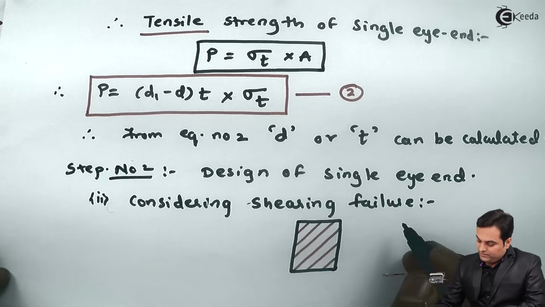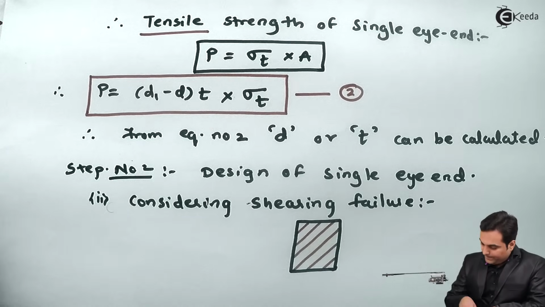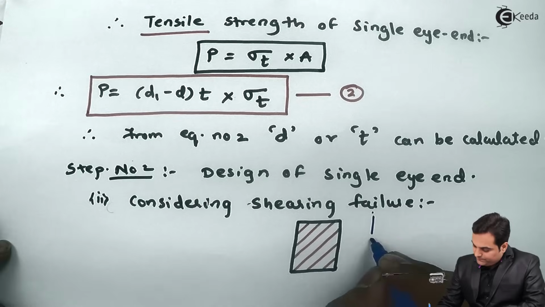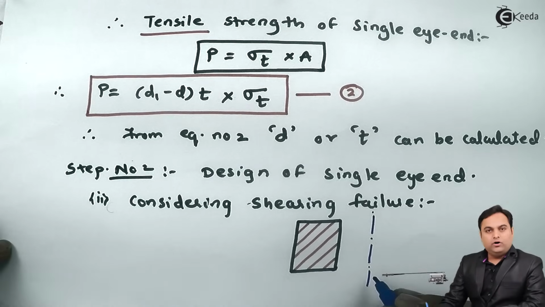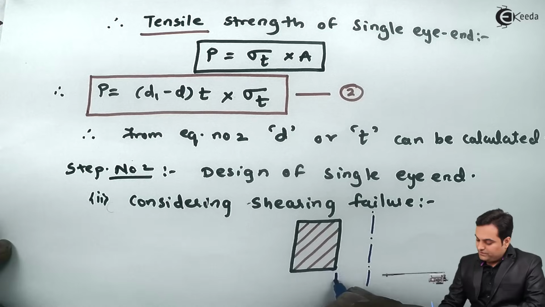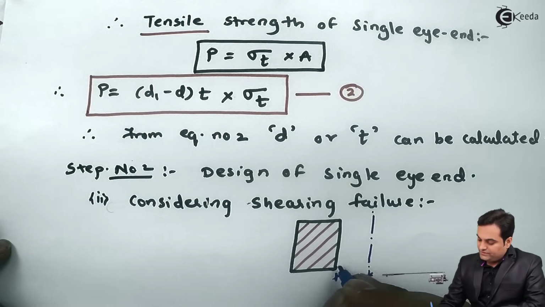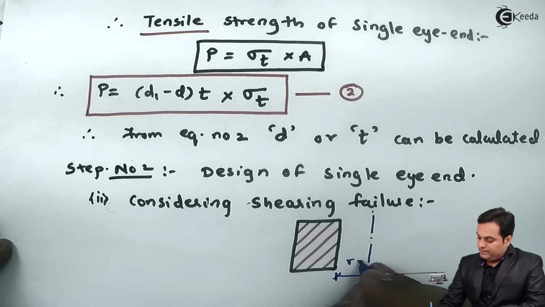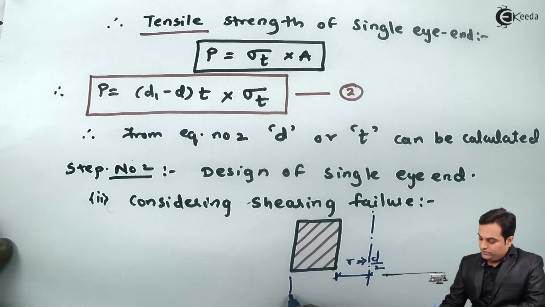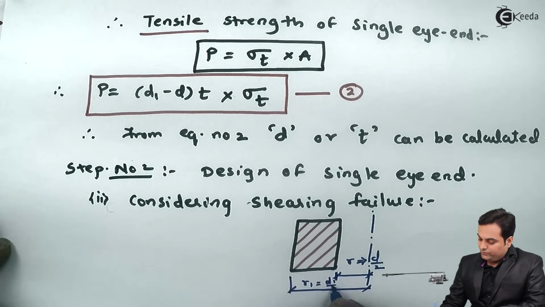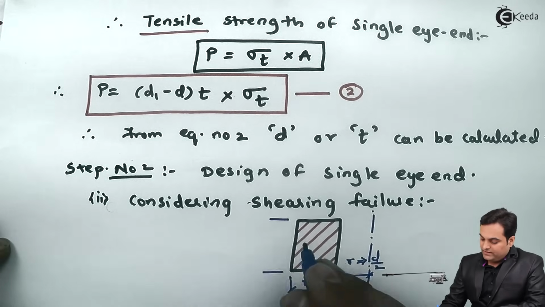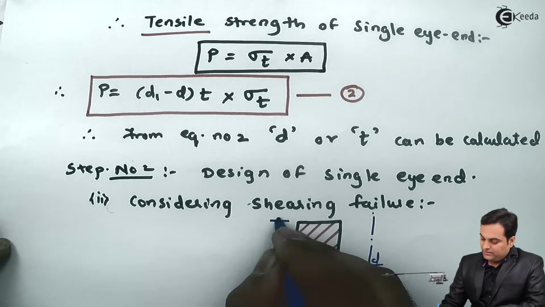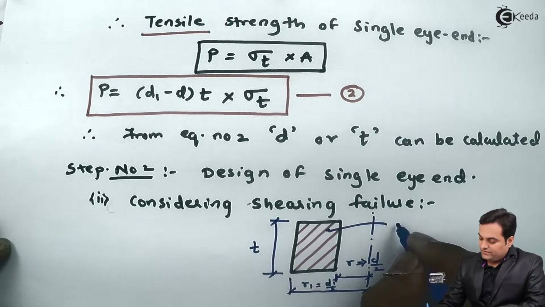So now this is the area, and here I'll say that this is the center line of the knuckle pin. Now this much is the radius, which I'll say is small r, the radius of knuckle pin, and that is nothing but d by 2. And this is the outer radius, which I'll call r1, that is equal to D1 by 2. And here I have this as the thickness of single eye end. So this is the resisting area.